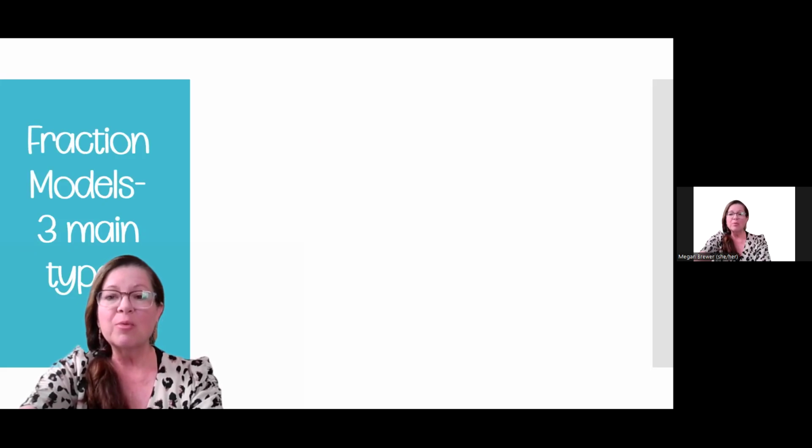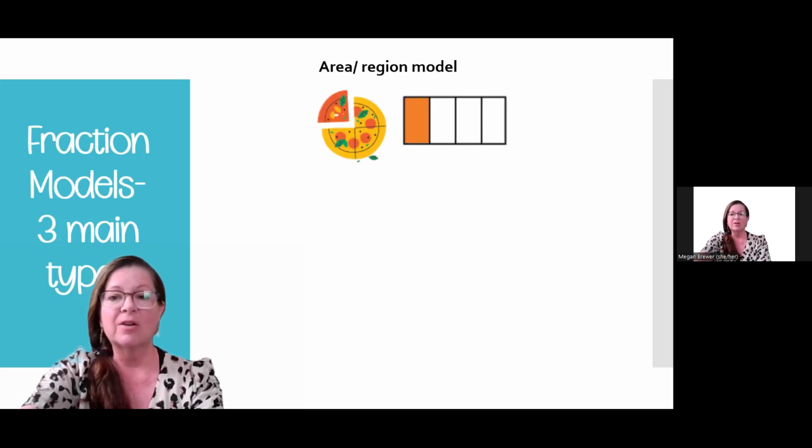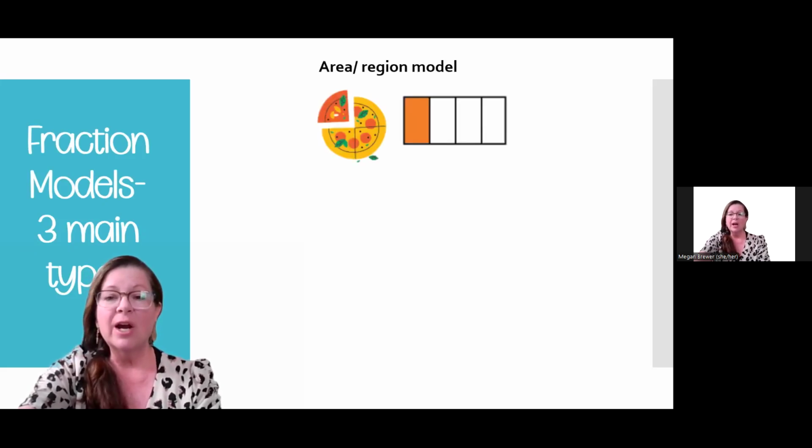First, let's review the 3 main types of fraction representations that fifth graders are expected to understand. First, there's the area or the region model. It often gets the most focus in most elementary math classes. Those are the pizza and the brownie problems, the bar model, the circle model, students examining the equal fractional parts of a whole.